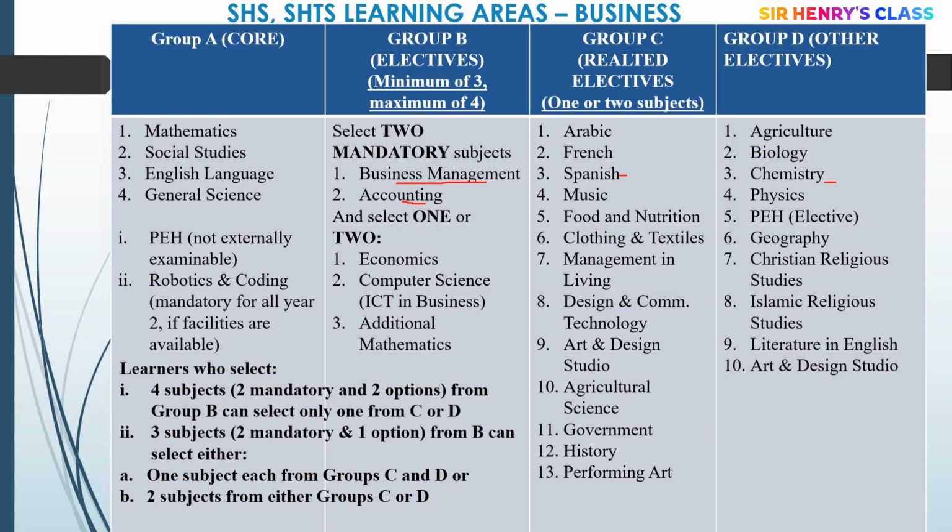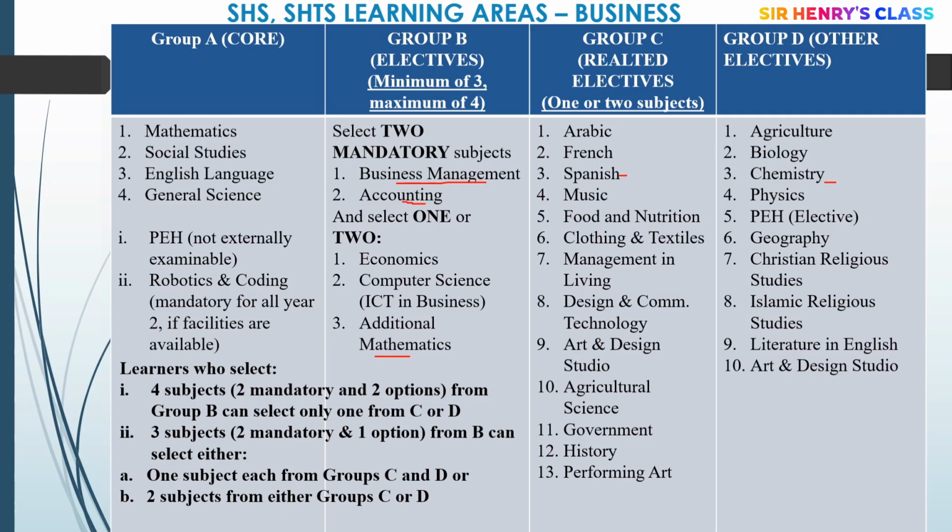Chemistry. Now if you choose only 3 subjects, that is 2 mandatory and 1 optional. So your mandatory there is 2, you can't skip that. So BM and account, then here you choose only one. Let's say I choose additional maths. Then I can either do 1 subject from group C and D. Alright, 1 from group C and another one from group D, making 2.